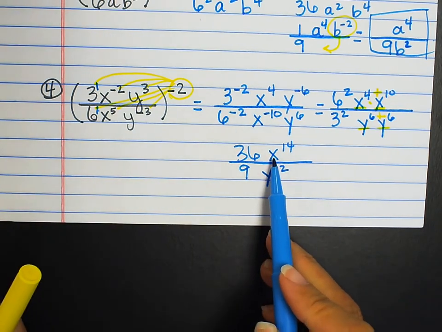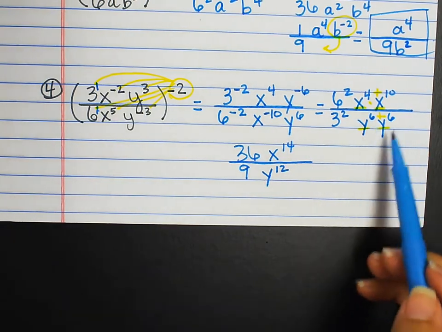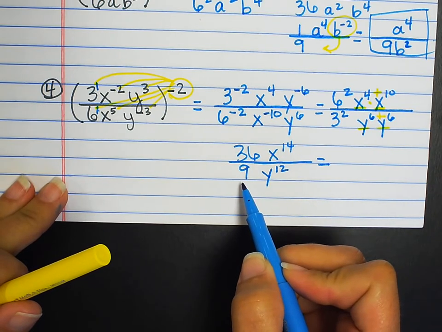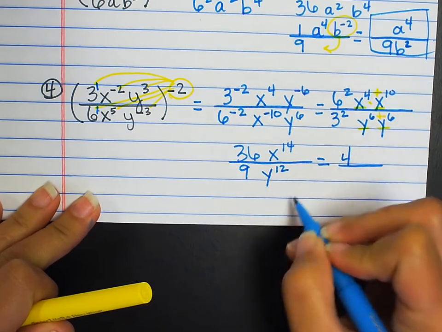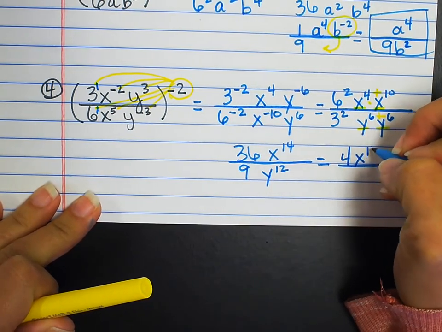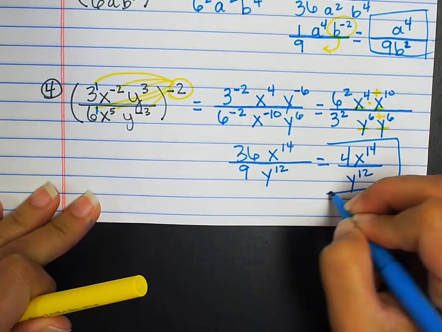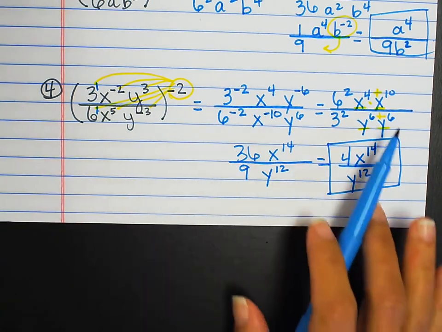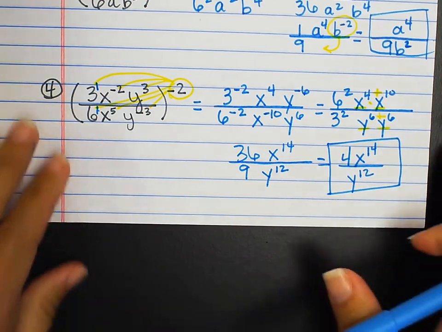So I have x to the 14th, y to the 12th, those are simplified. I did that by multiplying powers with the same base. Now I see 36 divided by 9 is 4. That would be like 4 over 1, right? So the 4 would be on the top. 4x to the 14th over y to the 12th would be my final answer. Again, we used multiple of the rules, the laws of powers, in that problem.